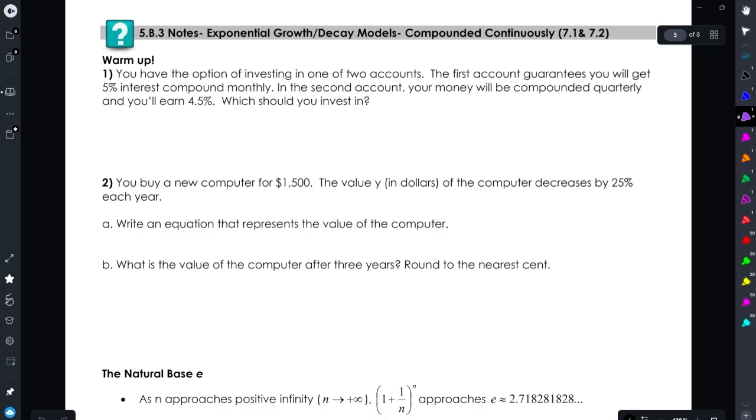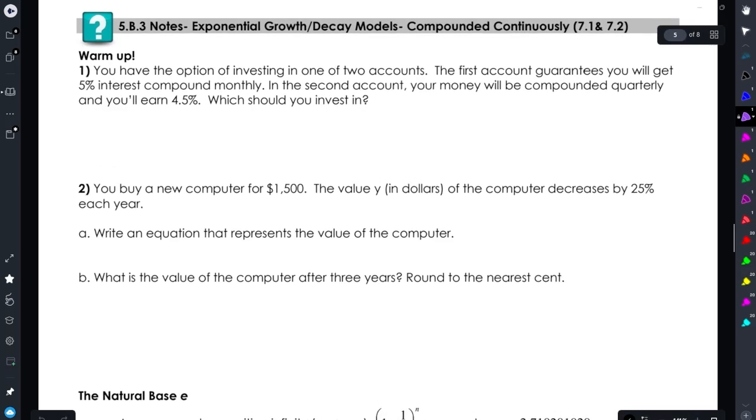So you have the option of investing in one of two accounts. The first account guarantees you will get 5% interest compounded monthly, and the second account will be compounded quarterly, and you'll earn 4.5%. What should you invest in?